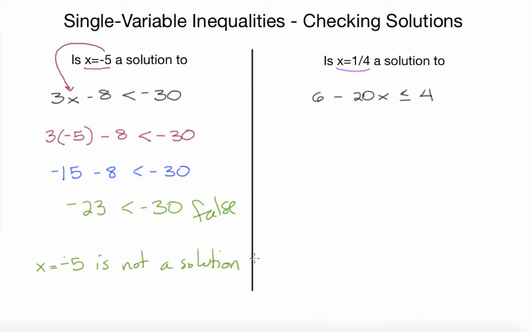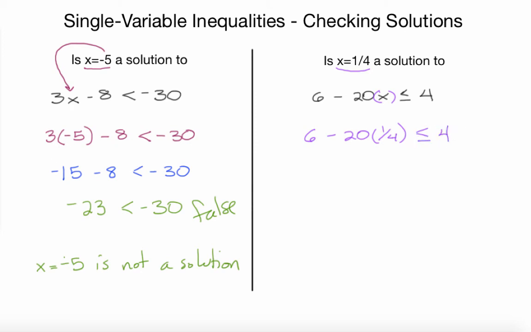Okay, let's take a look at the other one on the right. So now I've got x equals 1/4, and I want to see if that's a solution. I'm going to replace the value of x with 1/4. And we've got 6 minus 20 times 1/4. Is all of that less than or equal to 4? I've got to check that out here.